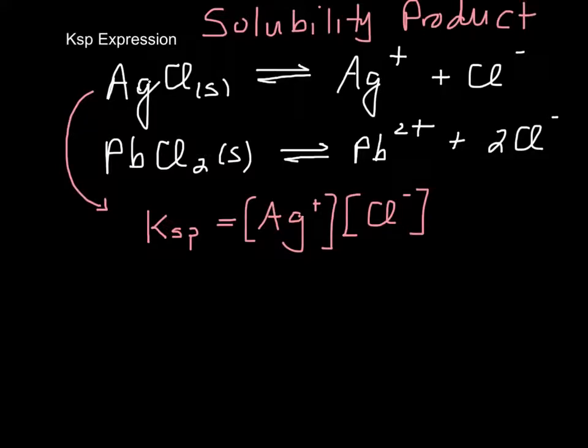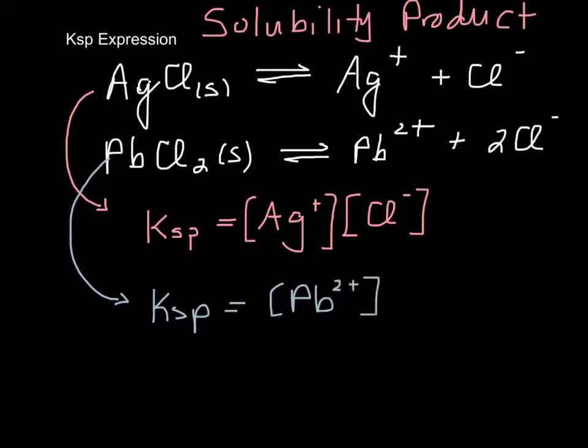So that's the expression for silver chloride. If we look at lead 2 chloride, it's KSP. Right? It's going to be products, Pb2 plus, times concentration of Cl minus squared, because of that 2 right there. Okay, so that's how you write expressions for KSP. It's really pretty simple, actually.